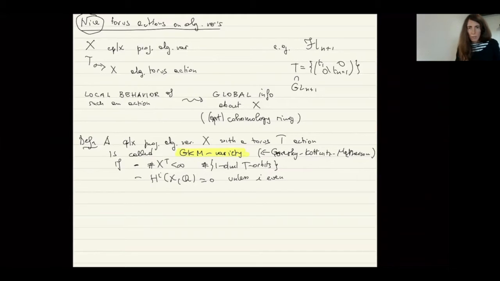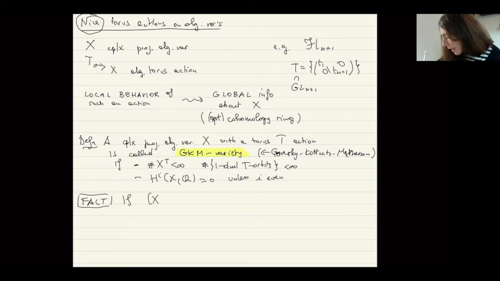So somehow you might have heard of it, and maybe usually you've heard something like equivariantly formal space, but under the assumption of finitely many fixed points or one-dimensional orbits, it's enough then to assume that the cohomology groups with rational coefficients vanish in odd degrees. So if you have something like this, so if you have a GKM variety, so GKM is for us again projective.